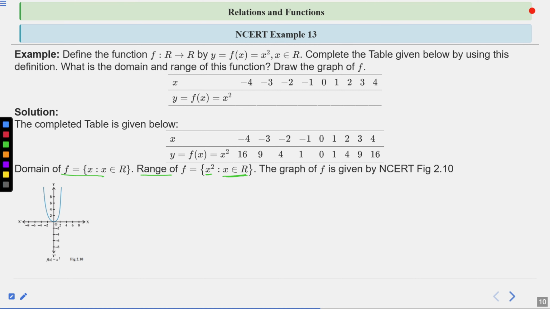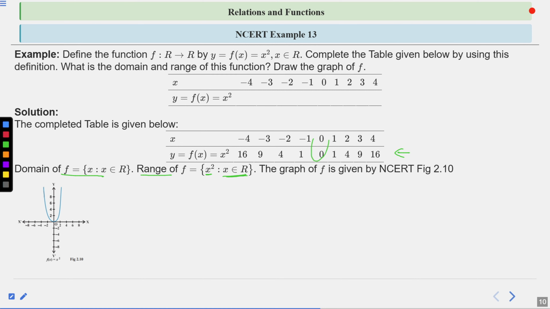Okay, so how are we getting the graph? Let's break things down. Quite simple. In order to get any graph, if you are given some function, try to find out some of its ordered pairs. In this case, we have already seen some of the ordered pairs.